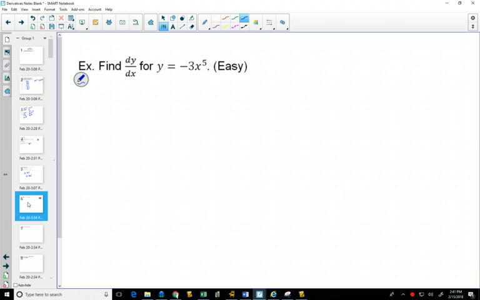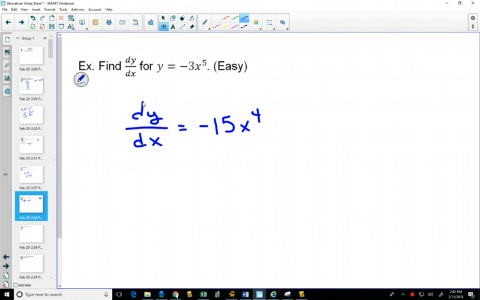You ready for the answer? You got it? Did you get negative 15x to the 4? Yes. Would it have been alright to write y prime? Or? Well, in this one, since it was written find dy dx, that's why the answer is written with dy dx.